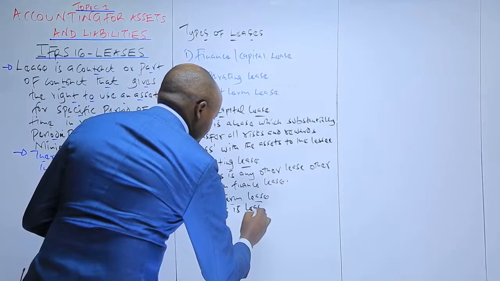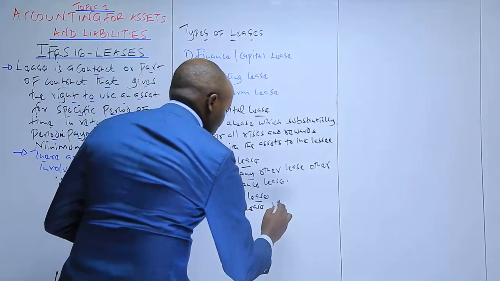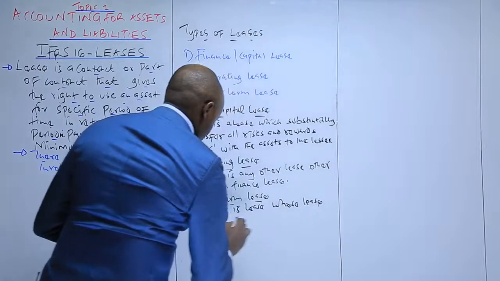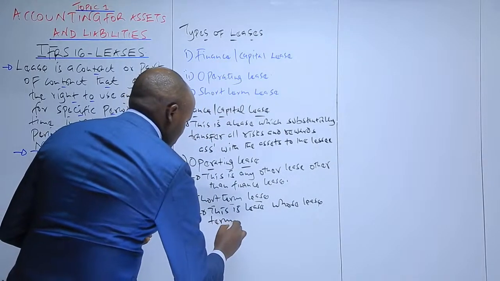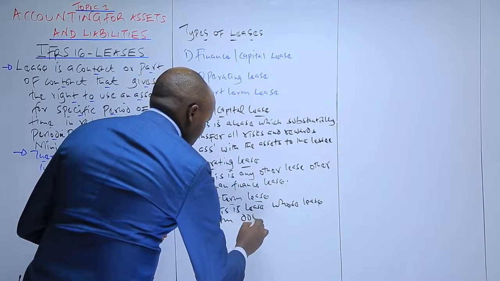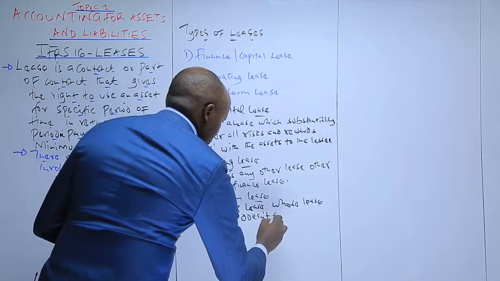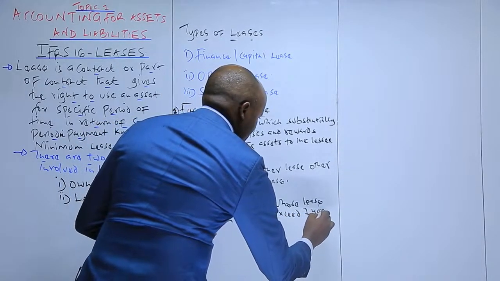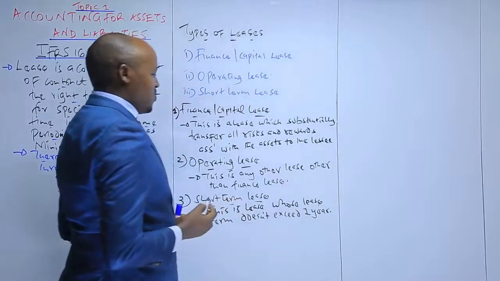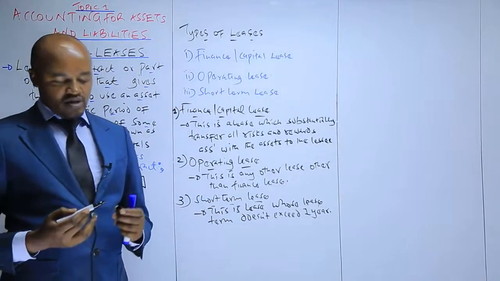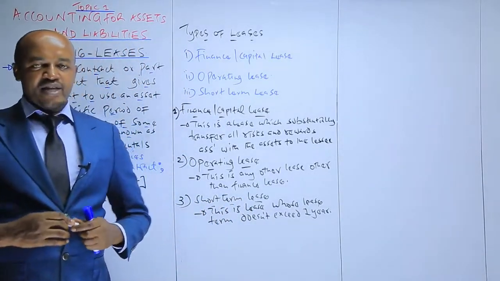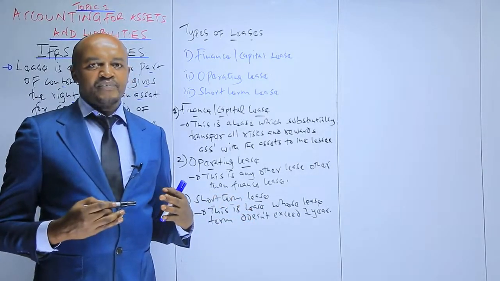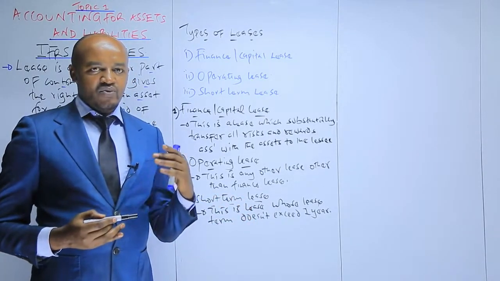So you can say that this is a lease whose lease term does not exceed 1 year, or basically does not exceed 12 months.